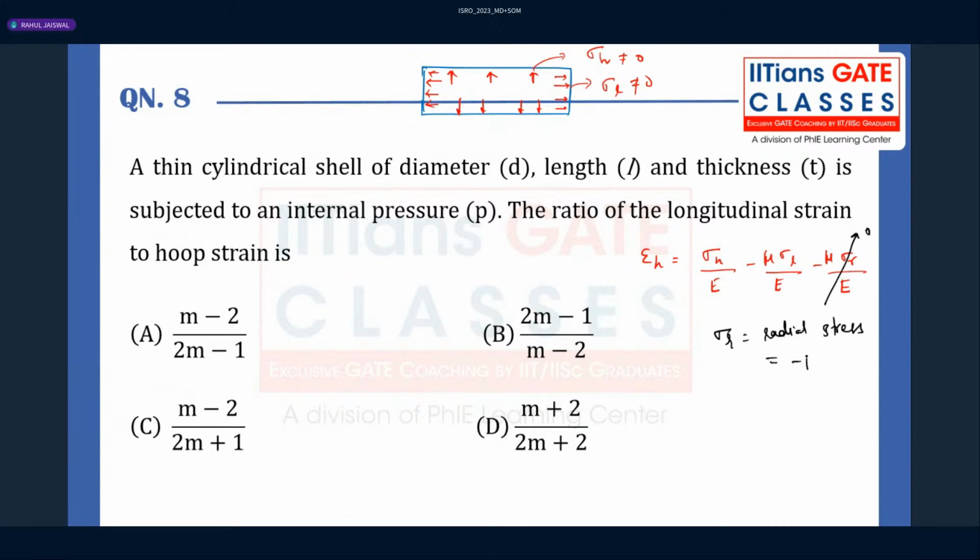That radial stress is nothing but what? Minus of pressure value, right? But this pressure value P is very, very less as compared to sigma H and sigma L. That's why in comparison of that, we neglect this radial stress.